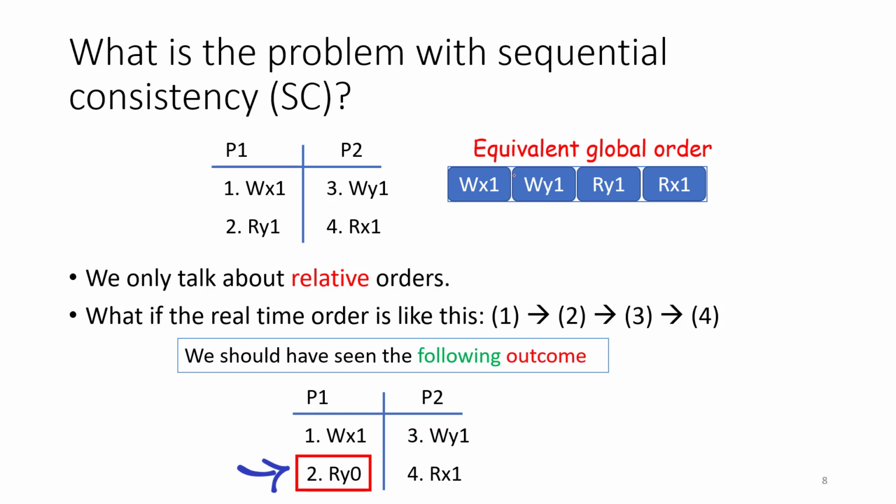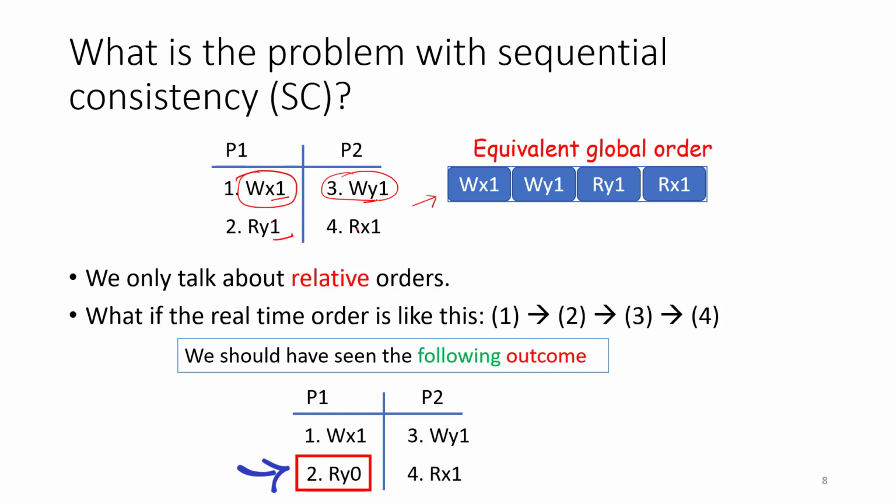So what is the problem with sequential consistency? Well, if we come back to the same example and the equivalent global order, the idea is you only talk about relative orders. In the sense you say that, look, first this operation happened, then this, and then this. Fair enough. So this you are guessing from the outcome, but the point is you are totally ignoring the real time, the absolute time at which these operations happened. So maybe it is possible that in terms of absolute time, operation 1 happened first, operation 2 happened after that, and then operation 3 happened after that, right?